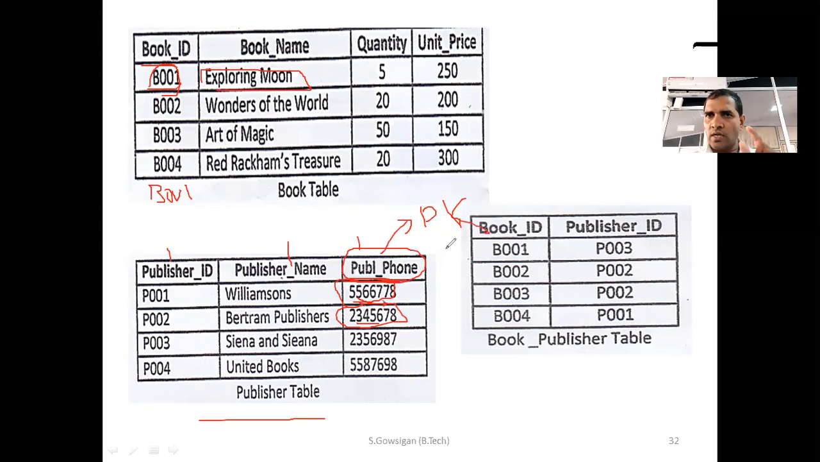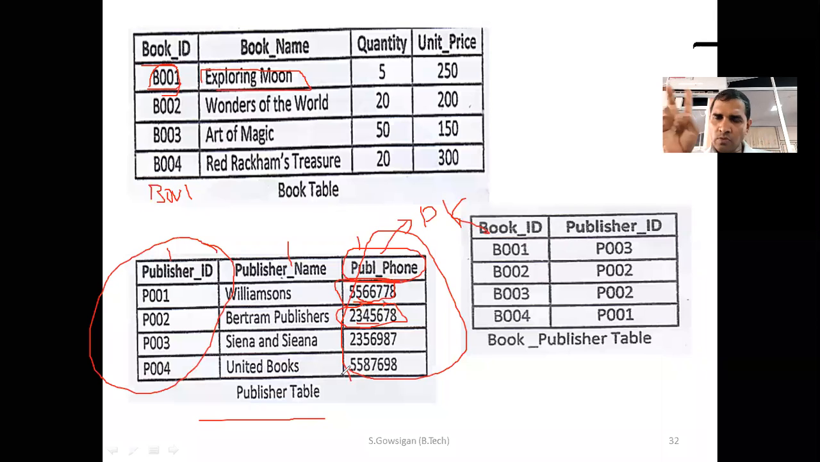But you also should understand that a table may have more than 1 field which has unique data. I repeat my statement: a table may have more than 1 field which is unique. So according to this table, publisher ID is a unique field because it has unique data. Even publisher phone is also a unique field. But note, even though you have 2 or more fields which have unique data, you have to select only one primary key.